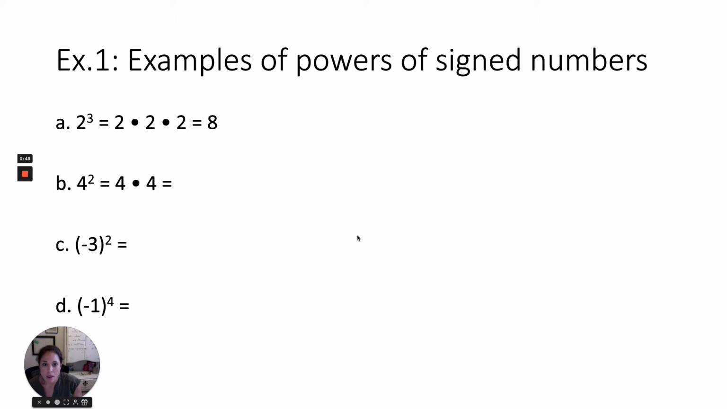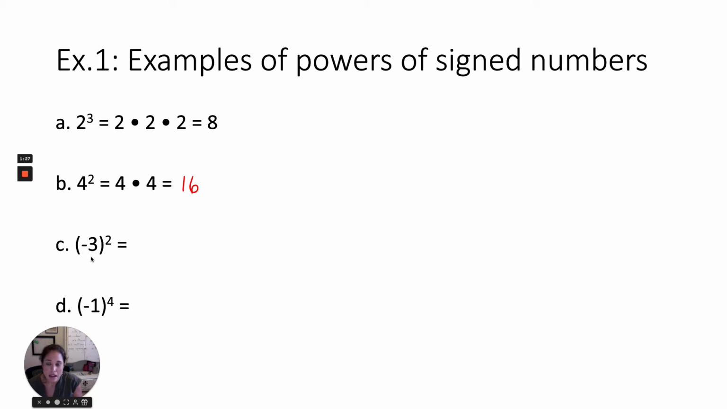Some examples of powers of signed numbers. You have been working with exponents for quite a while now, and now we're going to apply that knowledge to signed numbers. But as a review, 2 cubed or 2 to the 3rd power is the same thing as 2 times 2 times 2. Do not multiply 2 times 3, which is 6. That is not the same thing as 2 cubed. 4 squared or 4 to the 2nd power is the same thing as 4 times 4, and that equals 16.